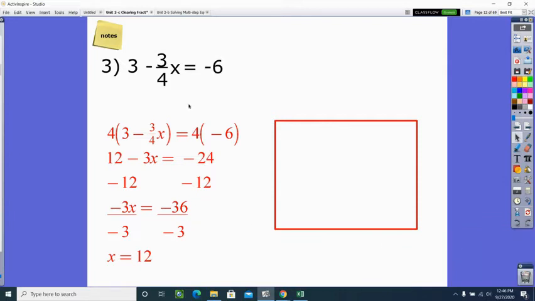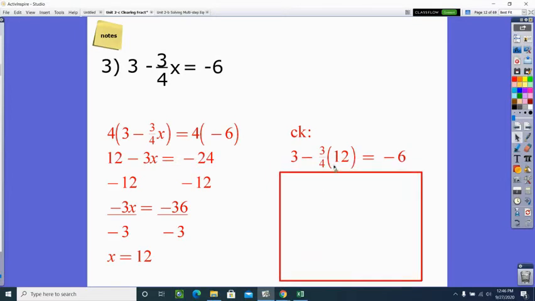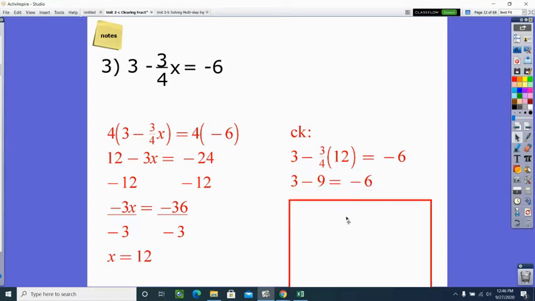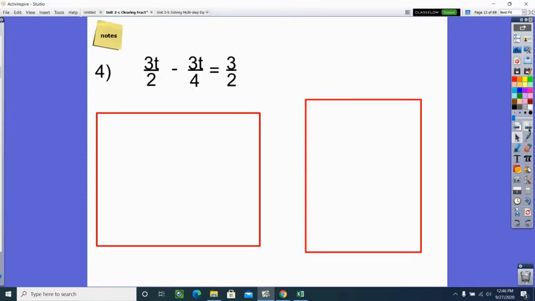We're going to substitute the 12 back in for the x there to check it. Now, this 12 is over 1, don't forget. So there is a little bit of cross-canceling, or you could just say 3 times 12, 36 divided by 4, which is 9. 3 minus 9, and sure enough, it works. Okay, let's try one more fraction one here before I give you another example. Pause the video and try this one.